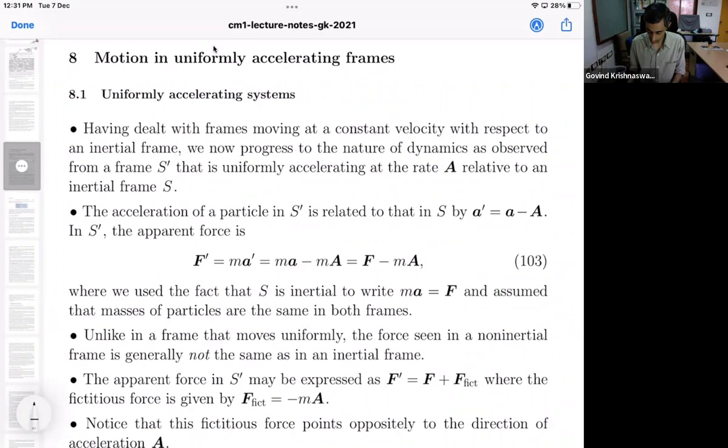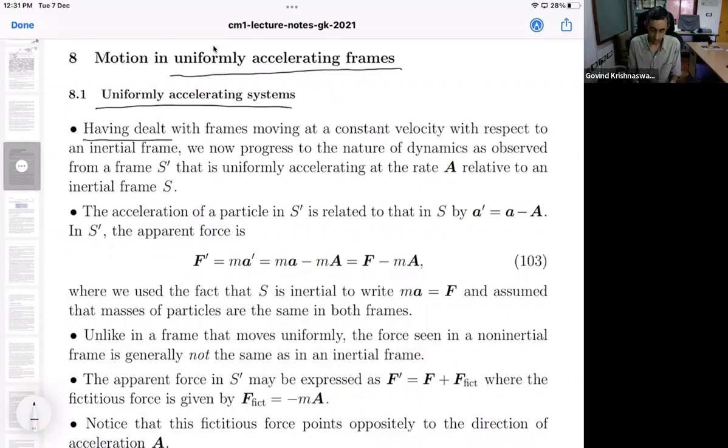During this lecture, we shall briefly discuss something new. We've been talking about frames that move uniformly relative to each other. What if two frames are in relative acceleration? So the simplest possibility is two frames which are in uniform relative acceleration. Yeah, so this is called uniformly accelerating systems. So just a few remarks about this.